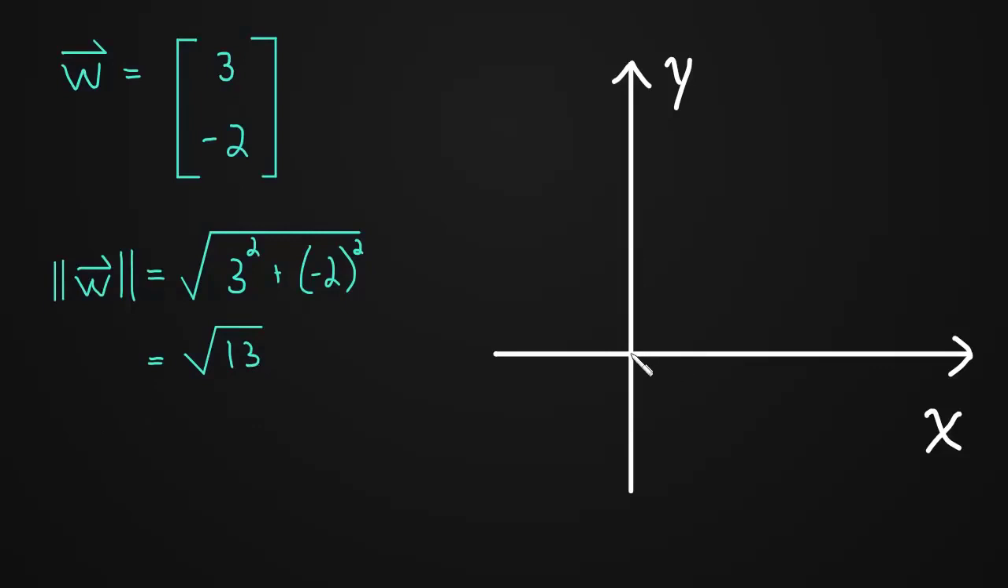And we could graph that if we wanted to. We're going to go over 3 down by 2, so it's going to look something like that. And again, this is down 2 over 3. We're just talking about the hypotenuse of a right triangle. Okay, so I hope this was helpful, and I'll see you in the next video.